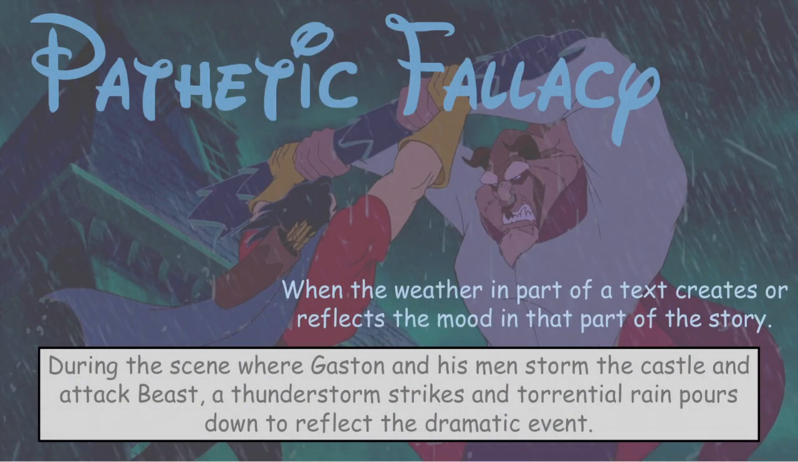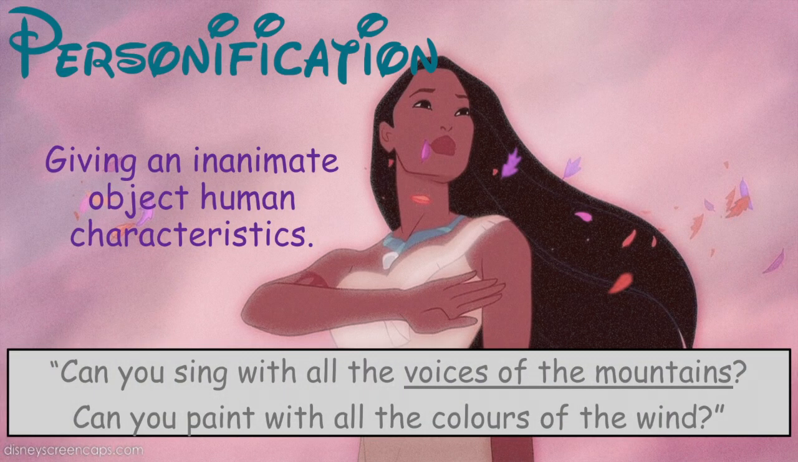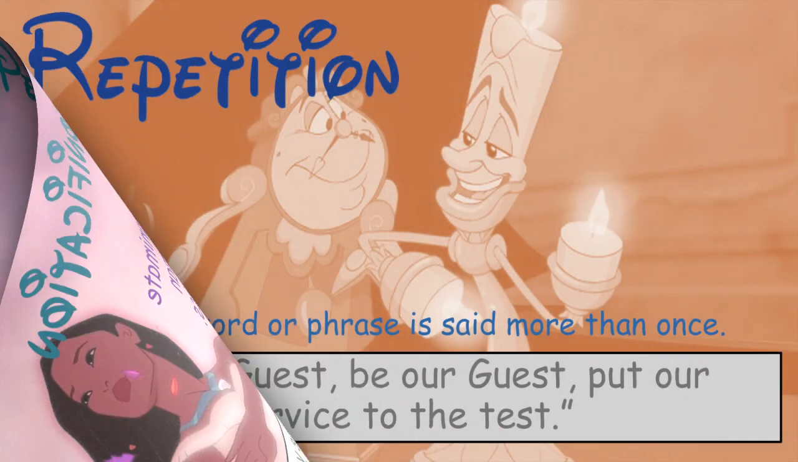Pathetic fallacy, when the weather in a part of a text creates or reflects the mood in that part of the story. Other natural imagery can also be used, not just weather. Personification, giving an inanimate object human characteristics that it wouldn't usually be able to do. Voices of the mountains, the wind was whispering, those kind of things.